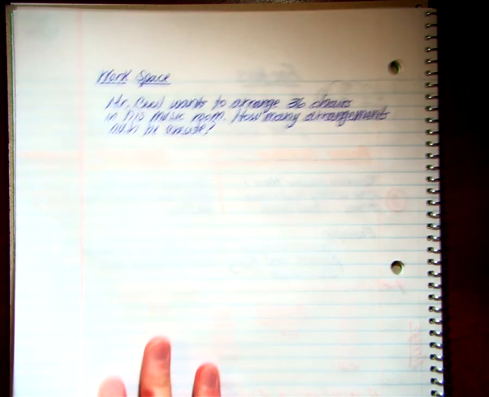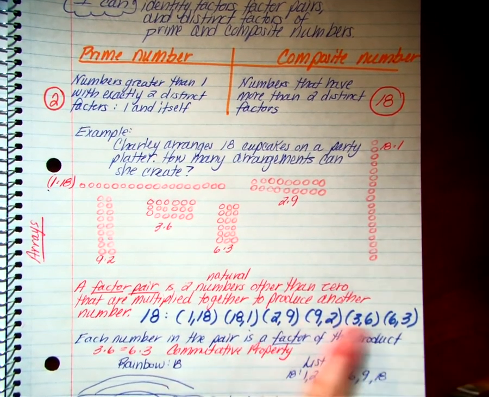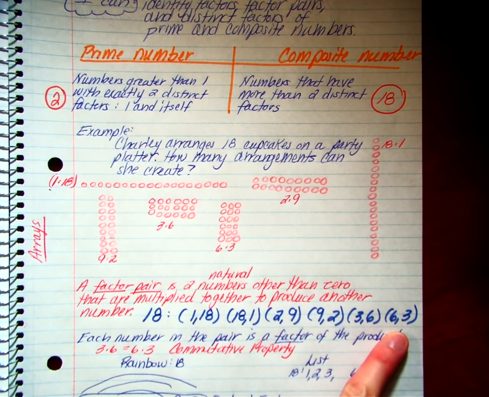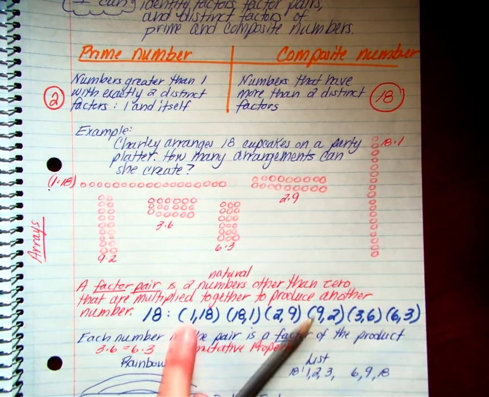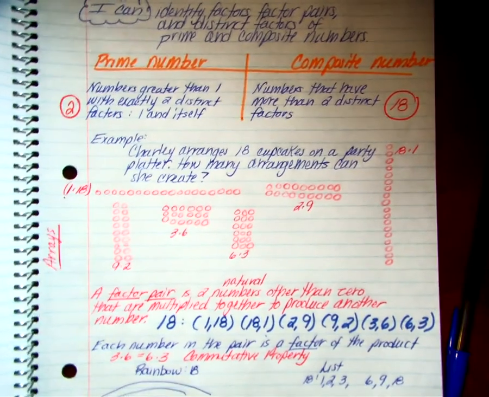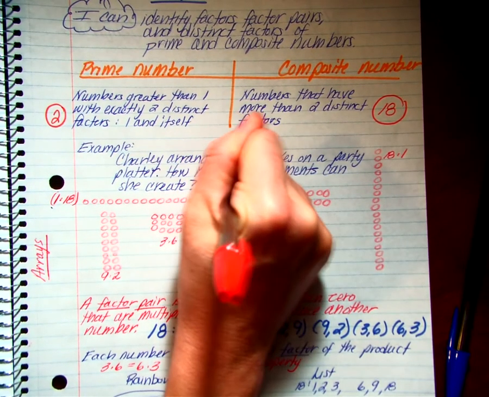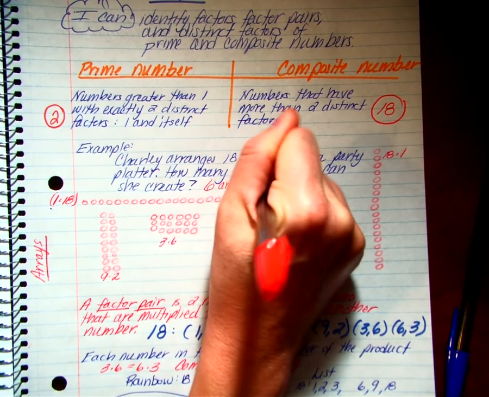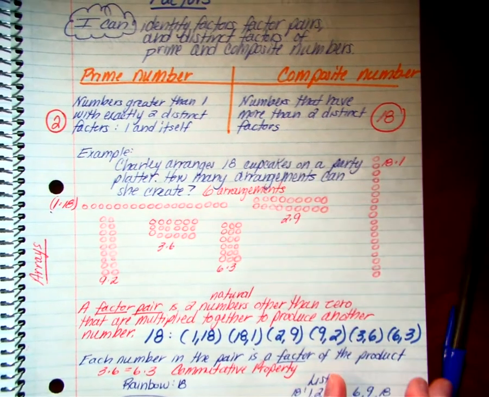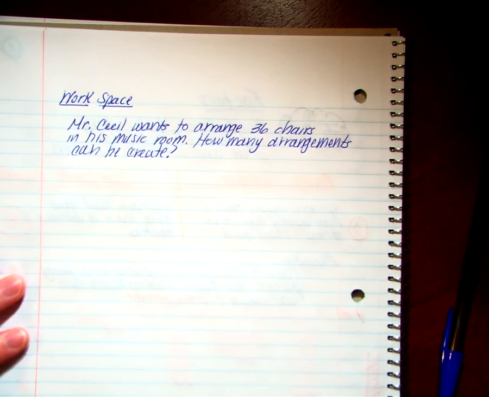Now, let's look back real quick when we answered this one. How many arrangements can she create? 1, 2, 3, 4, 5, 6. Technically, Charlie can make 6 arrangements. I know that from the factor pairs. So 6 arrangements. But some of those arrangements look the same if I were to turn the platter. So we want to know how many arrangements Mr. Cecil can create.